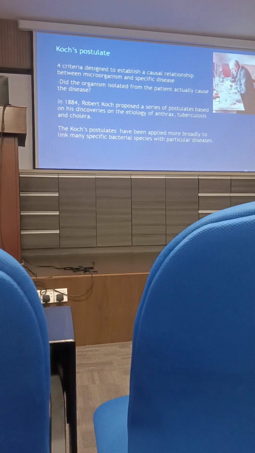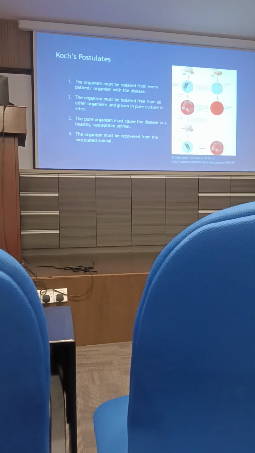Okay, so next, Koch's postulates. Let's look at Koch's postulates. I think you have seen this probably in Lina's first lecture, right? It's basically four criteria to establish a causal relationship. If there is an infection, is it caused by bacteria A, and can bacteria A cause the infection again? Okay, so these are the four criteria.